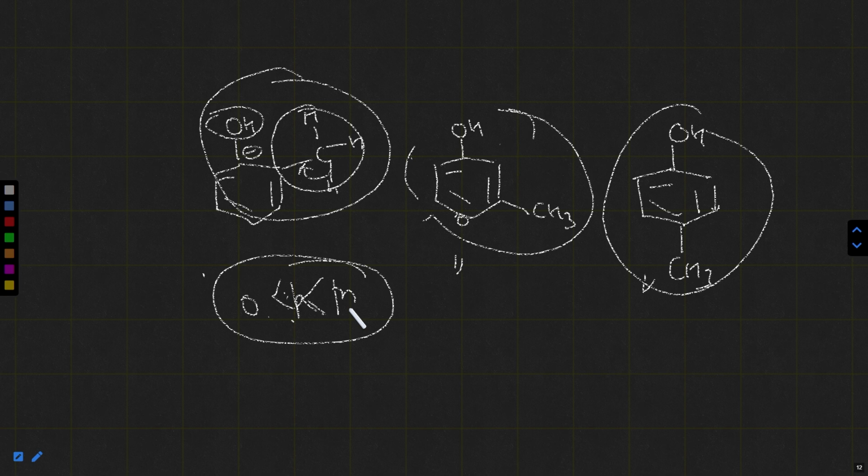So basically ethers are something where two alkyl groups are attached on both sides of oxygen, and they can be symmetric or unsymmetric depending upon the nature of the alkyl groups present on both sides. Clear? So with this I would end my lecture.